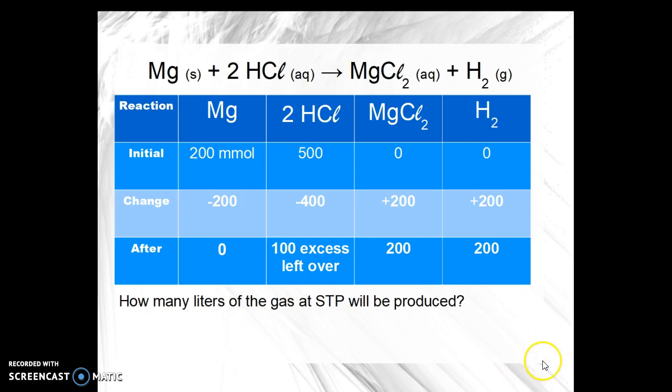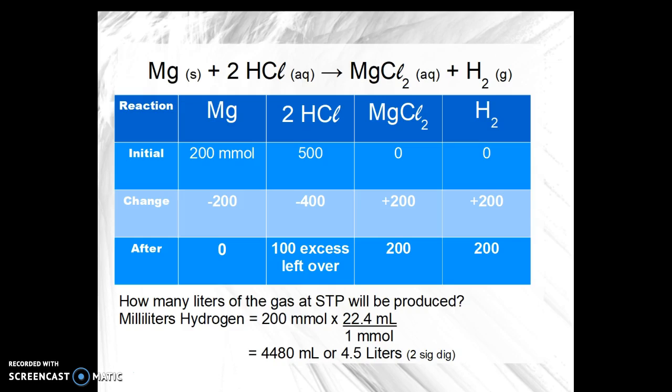And if we look at this calculation, then we see that the milliliters of hydrogen would be 200 millimoles times 22.4 milliliters per millimole, or 4,480 milliliters. Now that's really only got 2 or 3 sig digs here. In fact, 2 significant digits based on the original amount of magnesium. And therefore we would change this to liters and have 2 significant digits. 4,480 milliliters will round up to 4.5 liters. And this is the answer to this second type of problem.